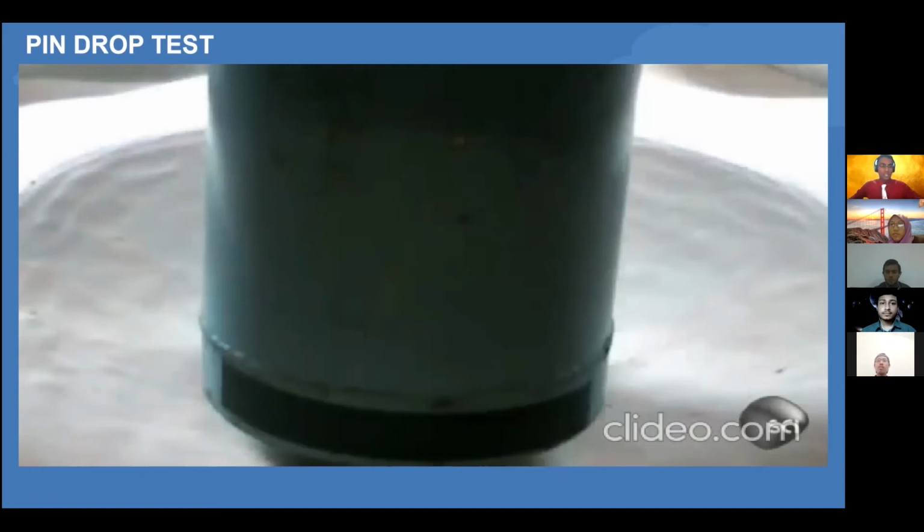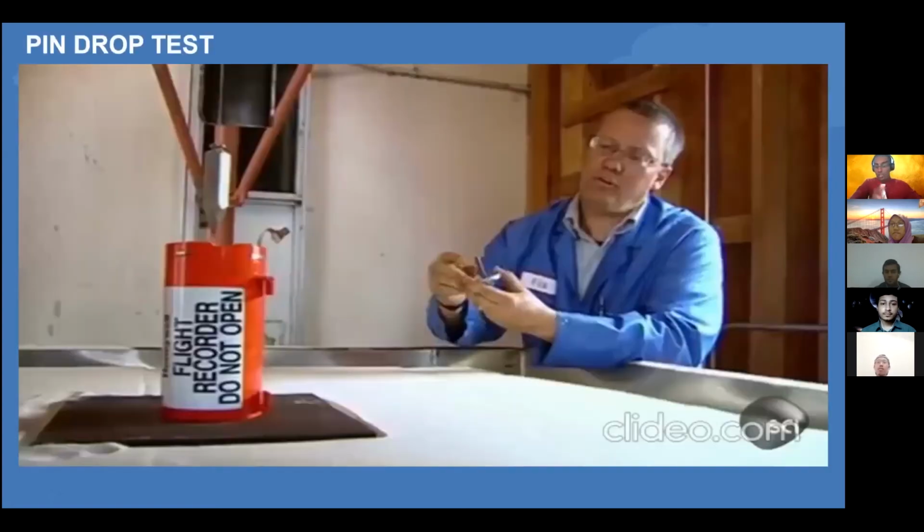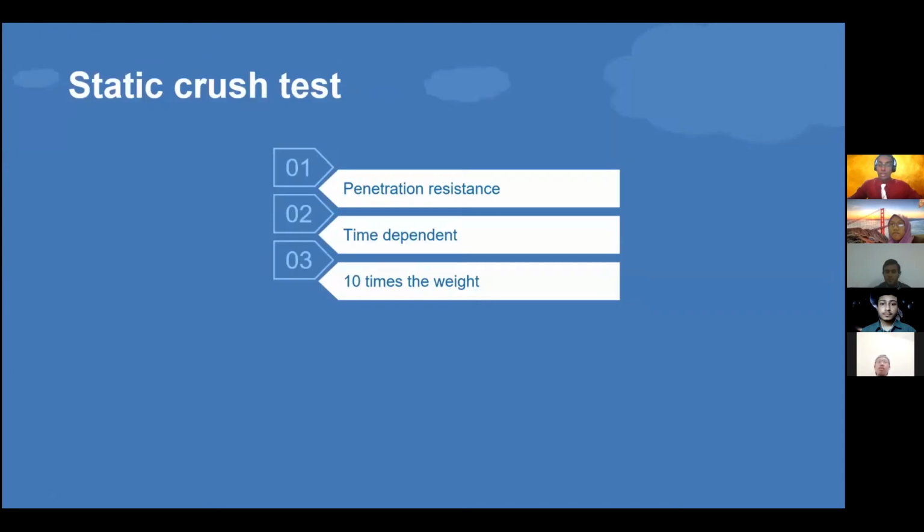The next one is the static crush test, which is similar to the pin drop test, but what varies here is that this is time dependent and the weight that is placed onto the black box is 10 times the weight that is shown here. Of course, both tests are to measure the penetration resistance. One is time dependent, the other is not.